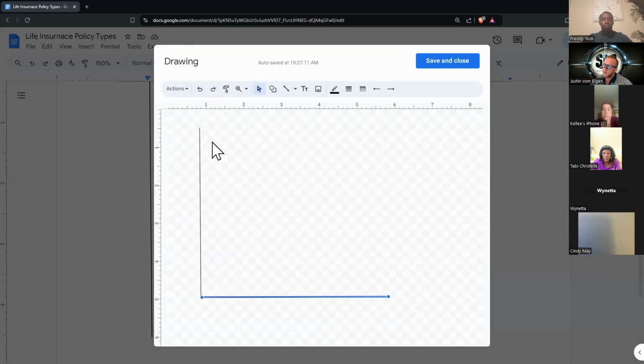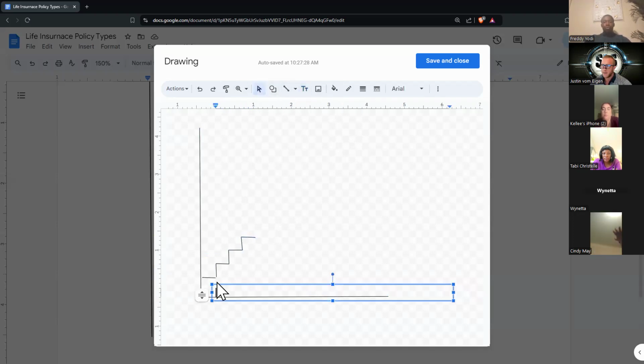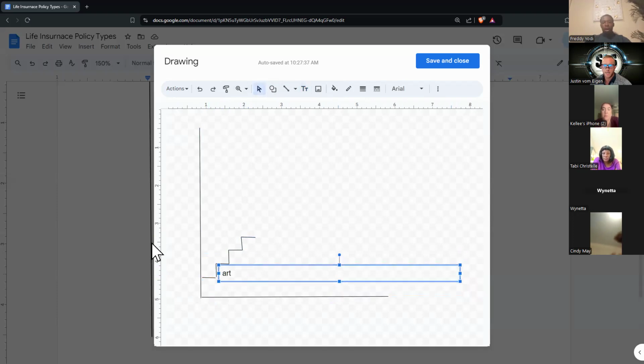So annual renewable term is going to look like this. Year one, it's this price. And then year two, it's going to go up a little bit and be this price. And then year three, it's going to go up a little bit and be this price. And then year four, it's going to go up a little bit and be this price, and it moves up like a staircase. Does that make sense, everybody? Annual renewable term. That's not artwork, that's annual renewable term. Okay, now.